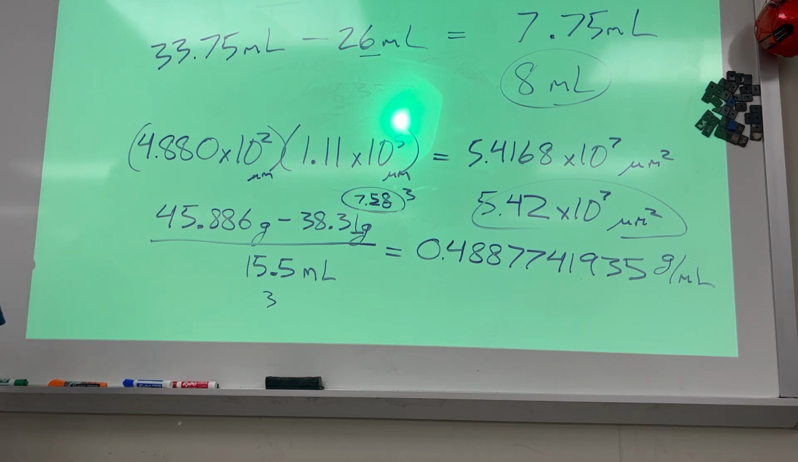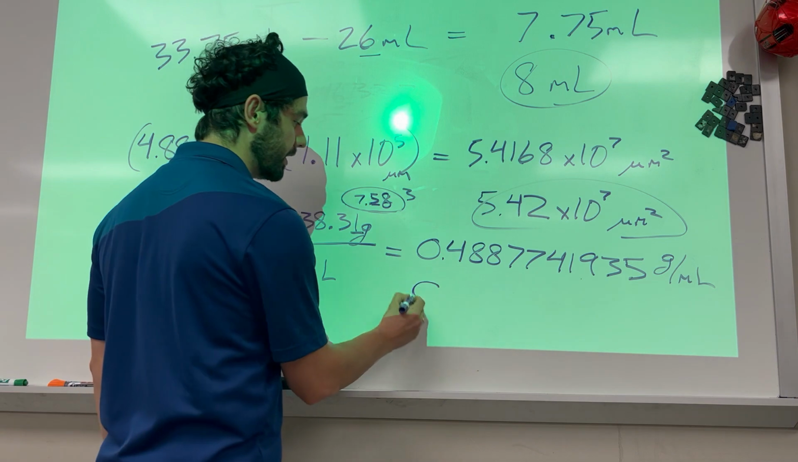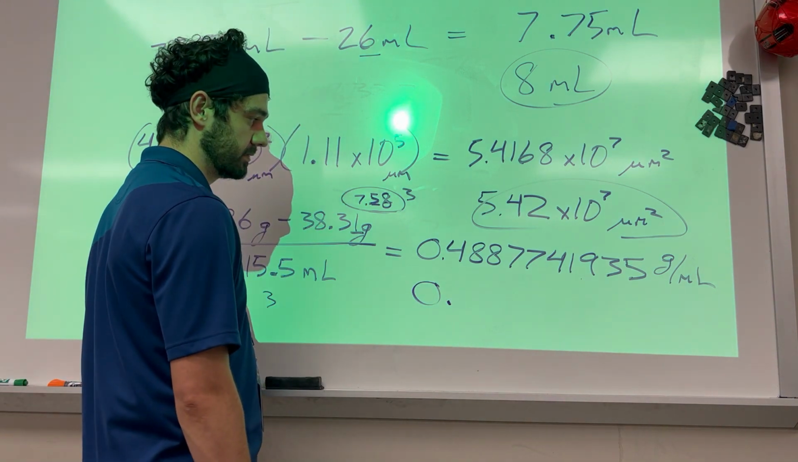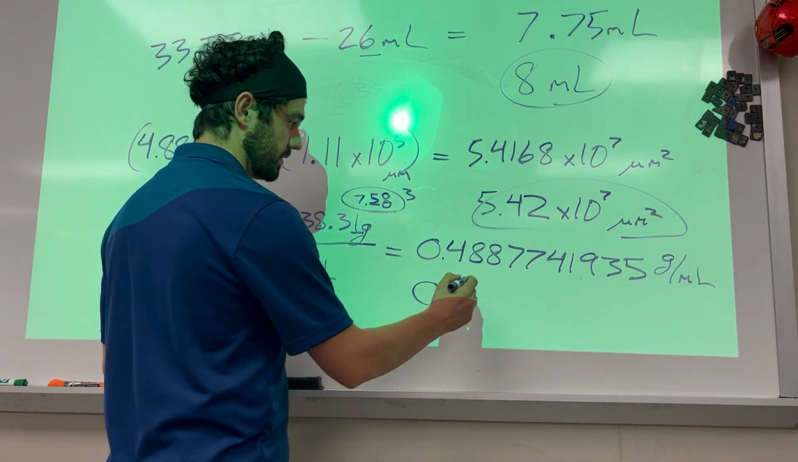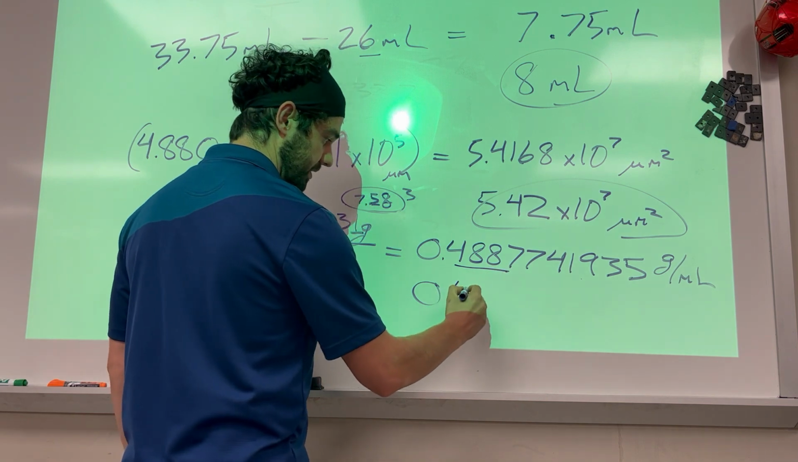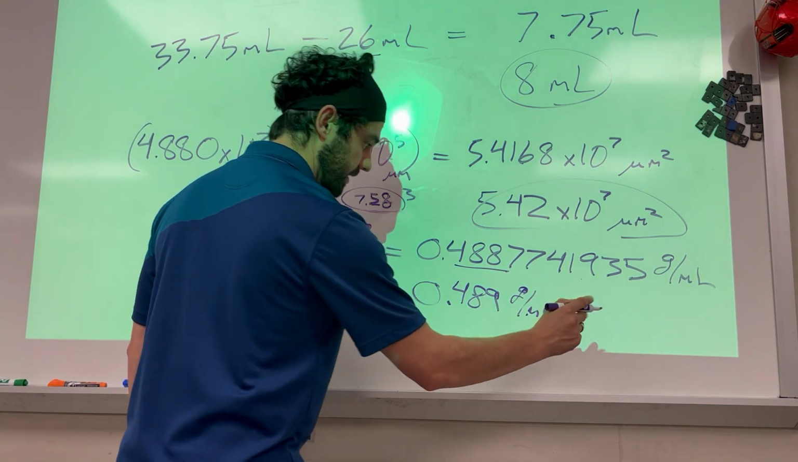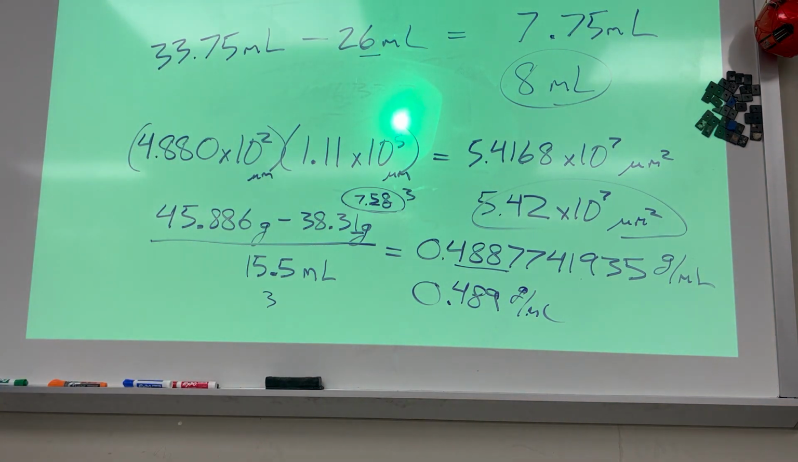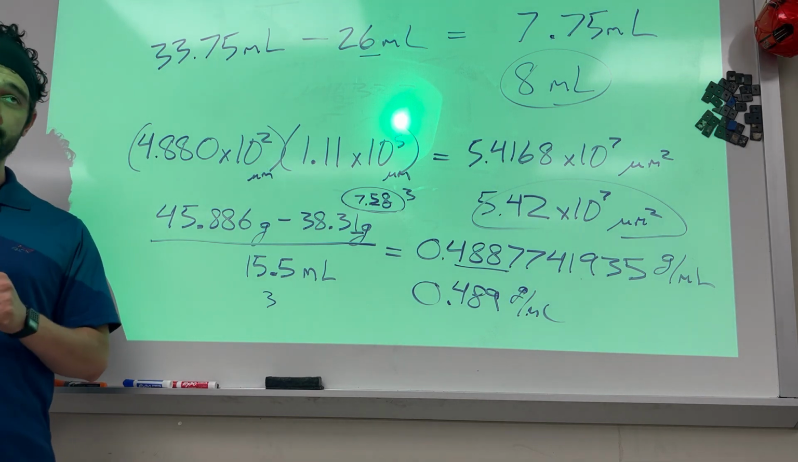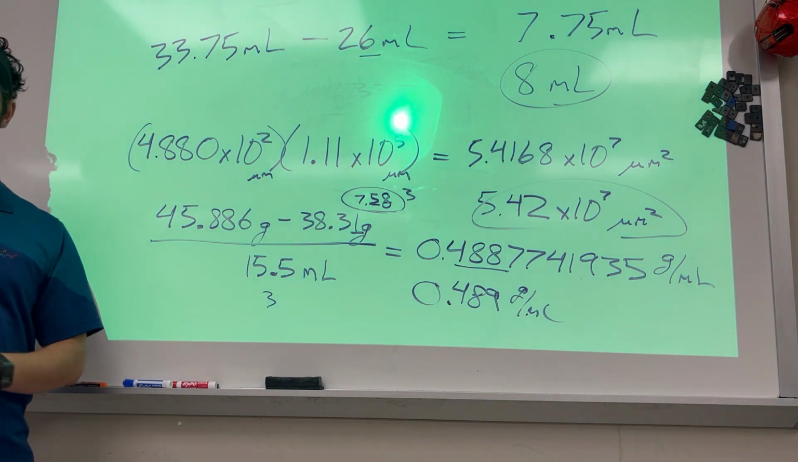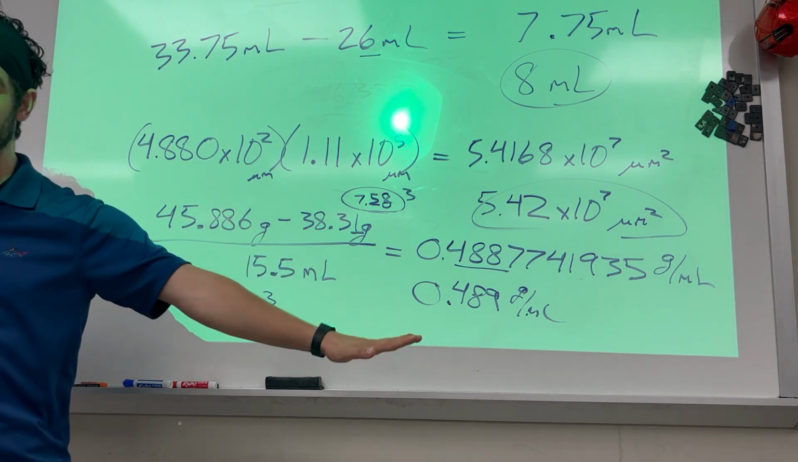So what should my answer be written as? 3 significant digits, 489 grams per mil. Cool. Now, I will say, there are 2 things happening here. When you do the math, I would do all of it without any rounding.